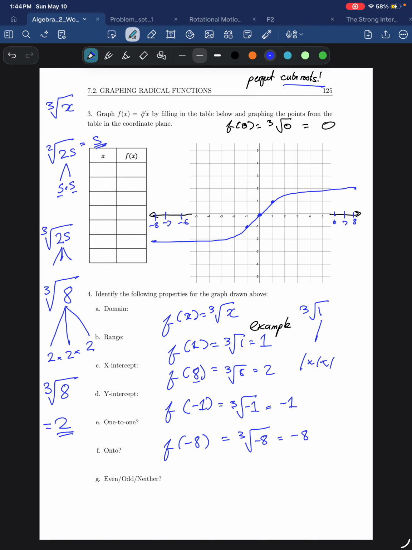And there you go. There's our function. All right, the domain, we can see that it goes from negative infinity to positive infinity. Our range, if I was a very good artist, we could see that this is clearly negative infinity to positive infinity. X-intercept 0, Y-intercept 0. It depends on the codomain and the range.